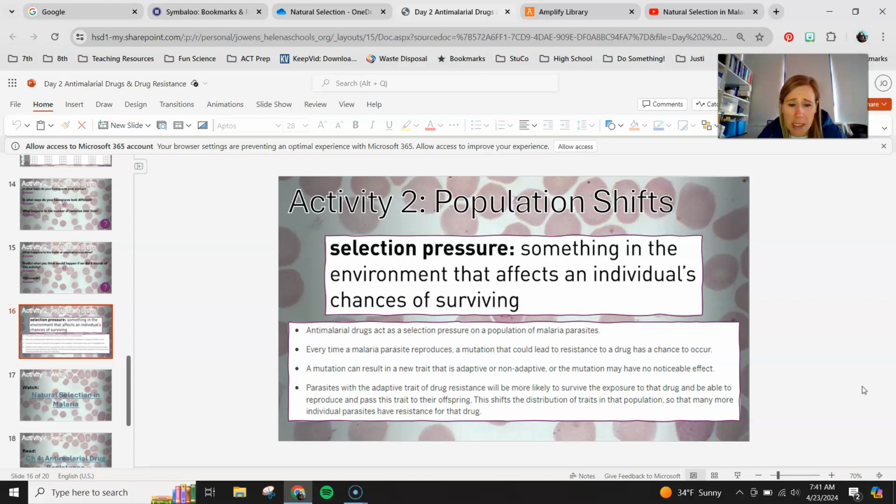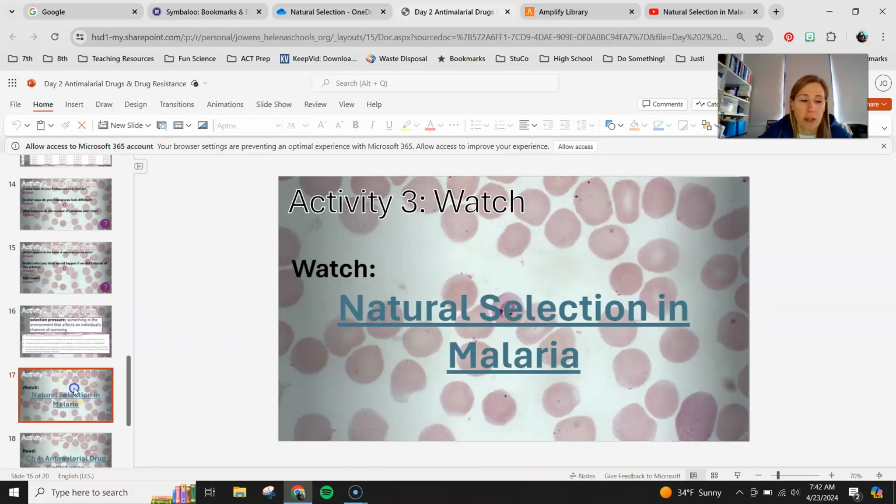And then finally, parasites with the adaptive trait of drug resistance will be more likely to survive the exposure to that drug and be able to reproduce and pass this trait to their offspring. This shifts the distribution of traits in that population so that many more individual parasites have resistance for that drug. So again, our whole goal in this unit is going to be to try to lower this resistance and kill as many of these parasites as we can effectively.